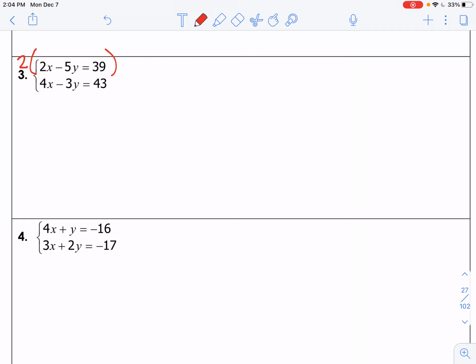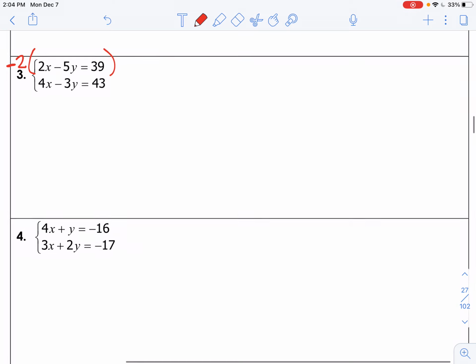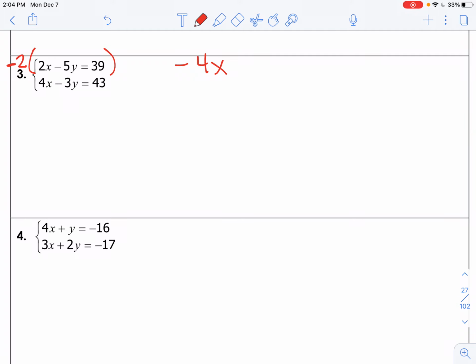And you know what I'm going to do this time? I'm going to change it up a little bit. I'm going to multiply it by negative 2. And then I'm going to have opposite signs. But you can multiply it by 2, or you can multiply it by negative 2. Either one is fine. So let me make my equivalent equation. Negative 2 times 2 is negative 4x. Negative 2 times negative 5 is positive 10y. And negative 2 times 39 is a negative 78.